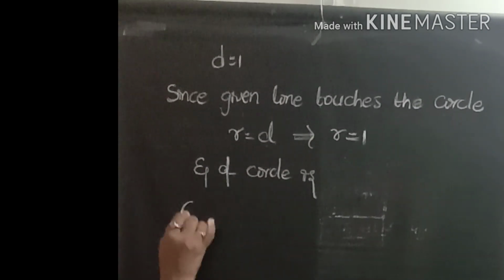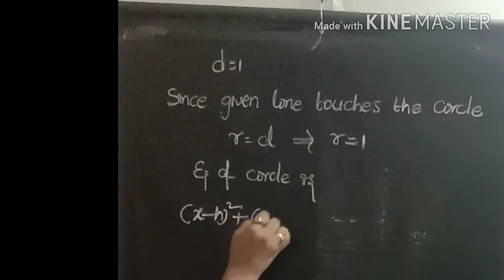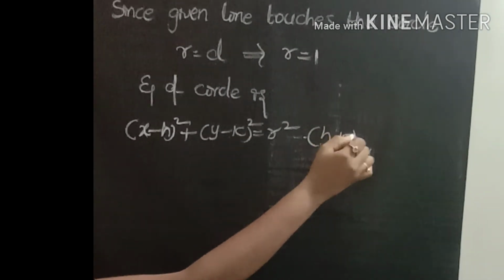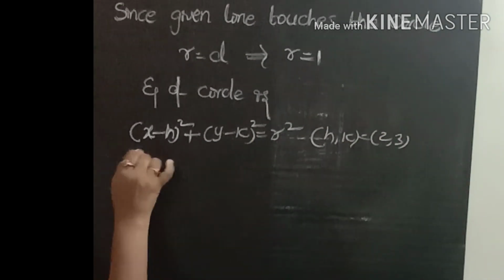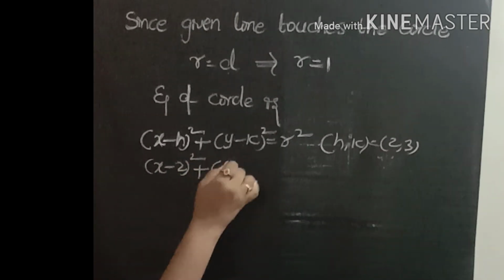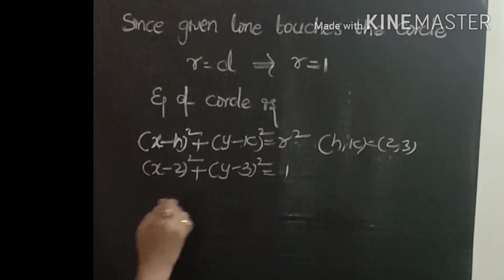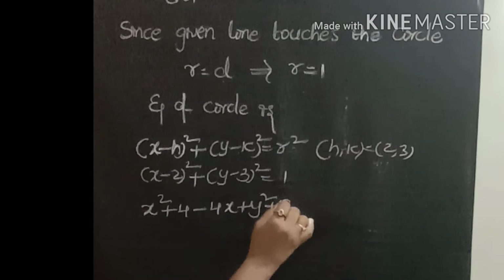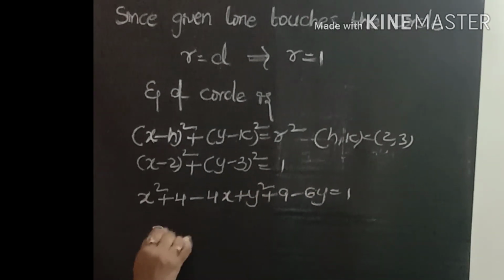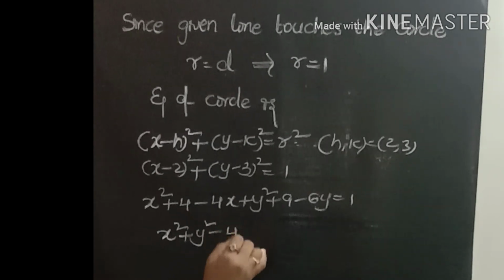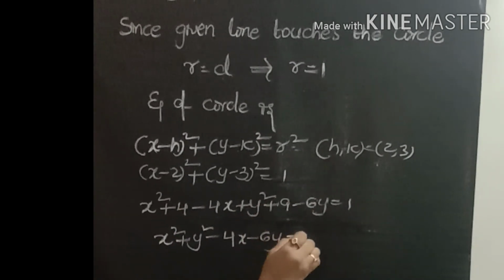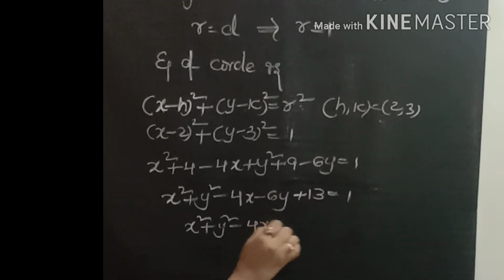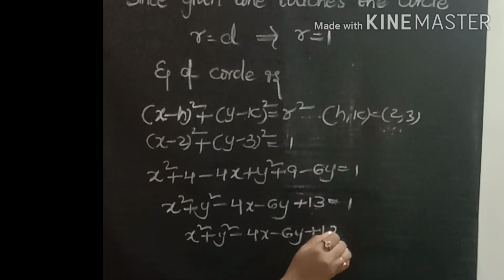Therefore the equation of the circle is, by the formula, x minus h whole square plus y minus k whole square is equal to r square. Already given that center h, k is equal to 2, 3. That is x minus 2 whole square plus y minus 3 whole square is equal to 1 square, equals 1. Now taking expansions: x square plus 4 minus 4x plus y square plus 9 minus 6y is equal to 1. That is x square plus y square minus 4x minus 6y plus 9 plus 4, 13, equals 1. So x square plus y square minus 4x minus 6y, 13 minus 1, plus 12 is equal to 0.